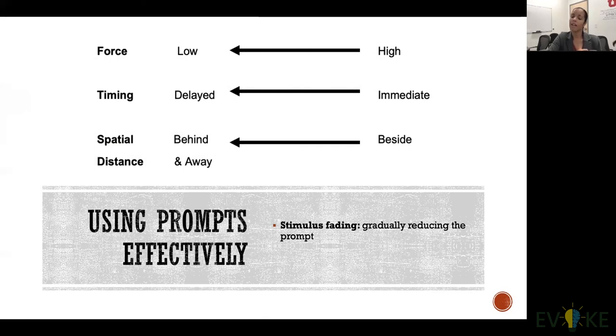And then prompts can also be faded within the spatial or distance dimension. That would be giving the child the prompt right beside the child, and then little by little fading it so that you're further and further from the child, either behind the child or completely away from the child, and providing the prompt in that way. And this is considered stimulus fading, which is just gradually reducing the prompt itself.